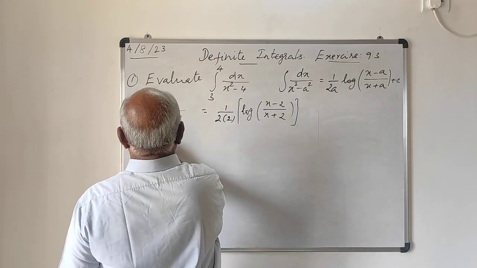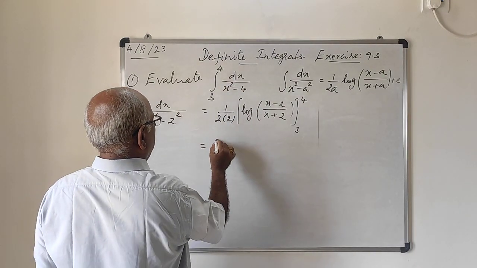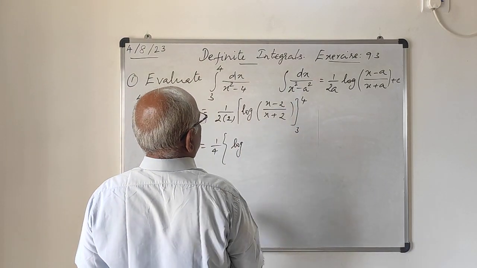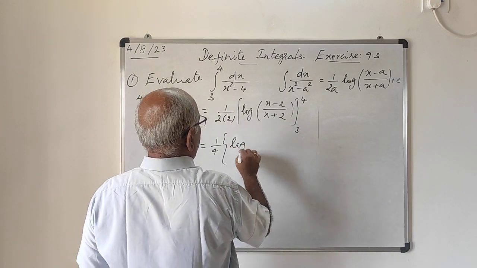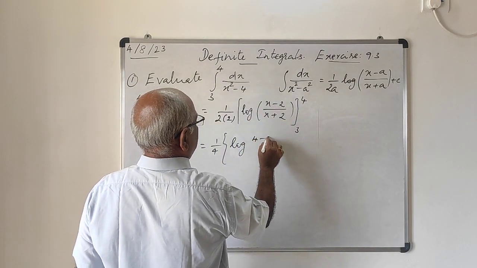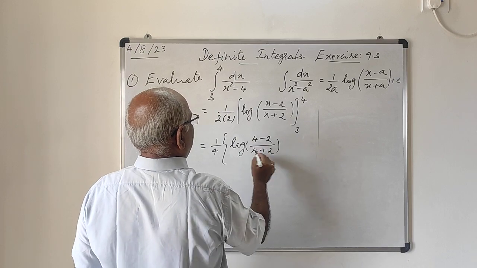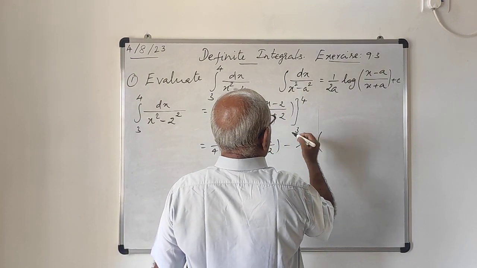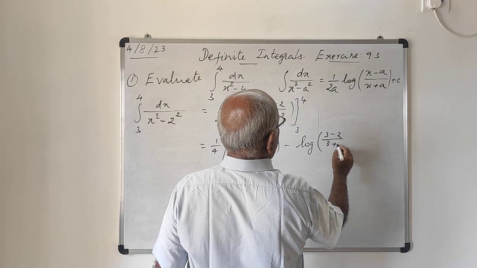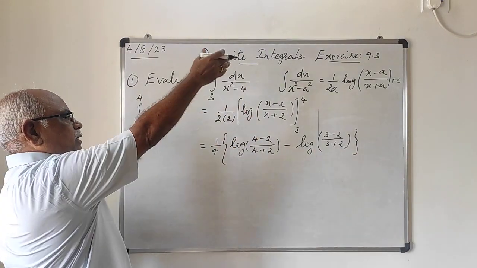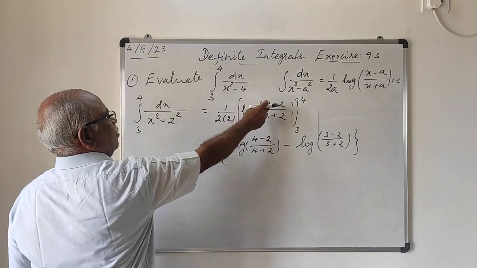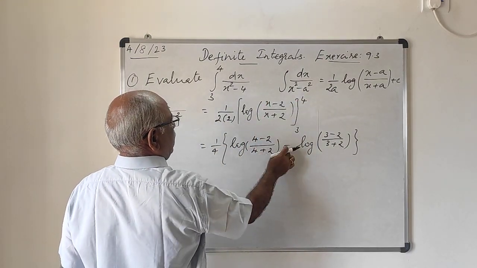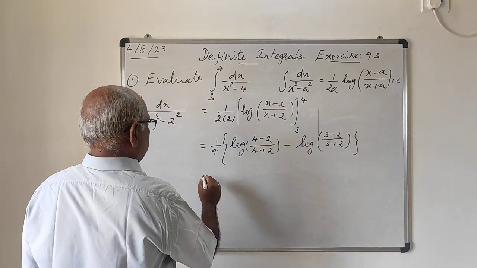Now you apply the limits 3 to 4. After integrating, you use the upper limit first: 1 by 4 into log of (4 minus 2) by (4 plus 2), minus the lower limit, F of b minus F of a by definition, log of (3 minus 2) by (3 plus 2).